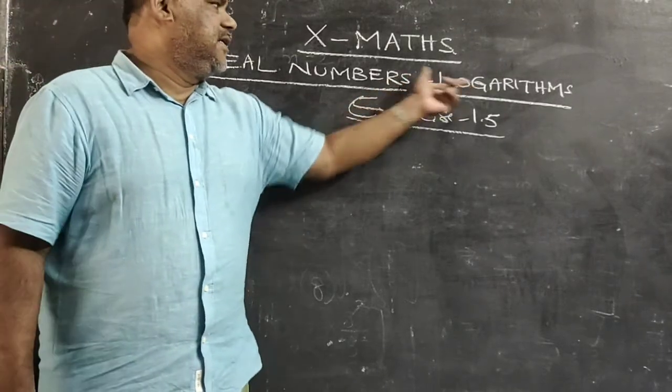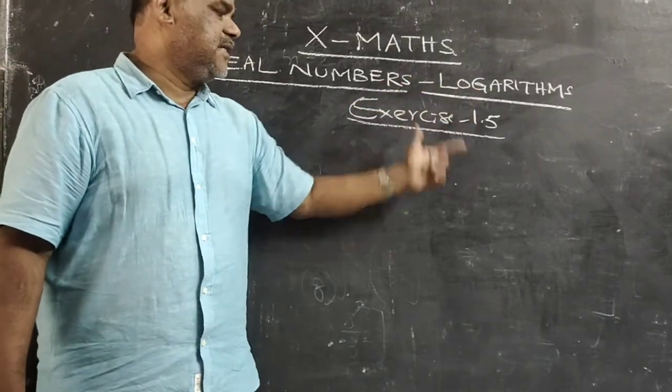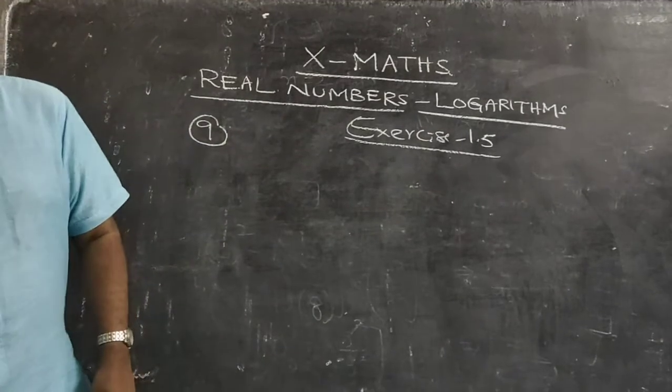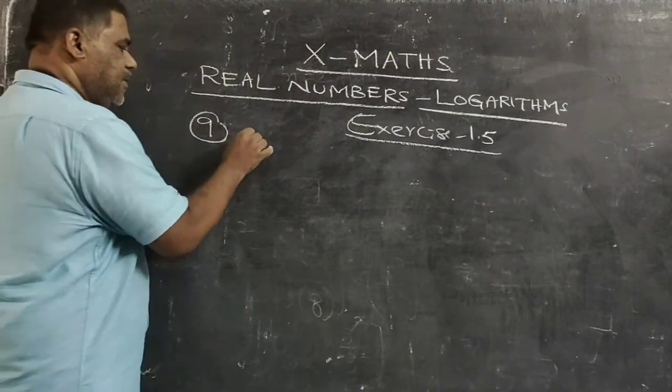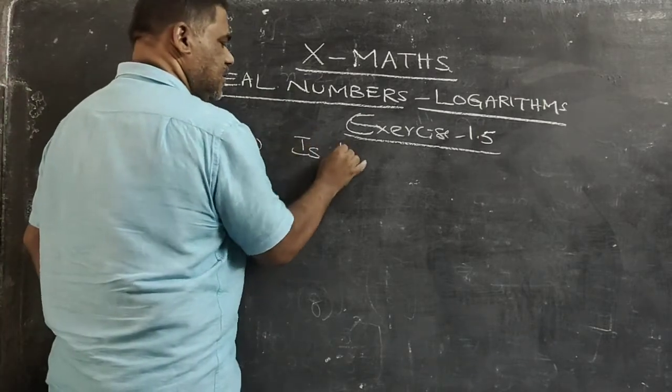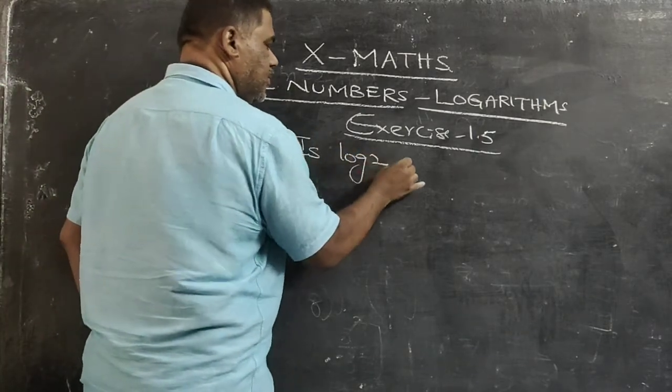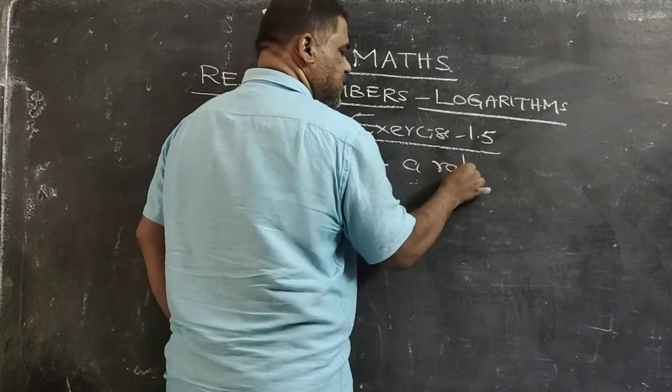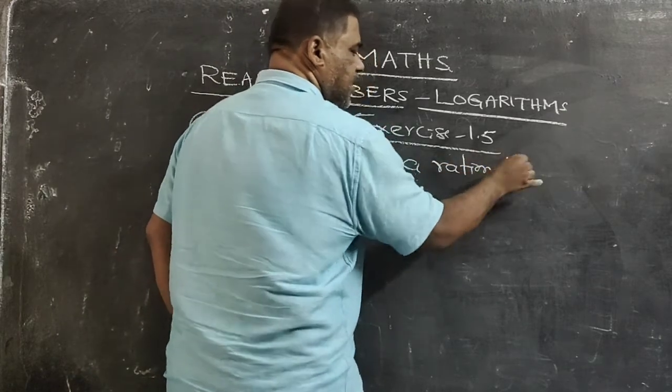In logarithms, that is real numbers logarithms topic exercise 1.5, only one problem is left. That is ninth problem. Is log 2 a rational or irrational?